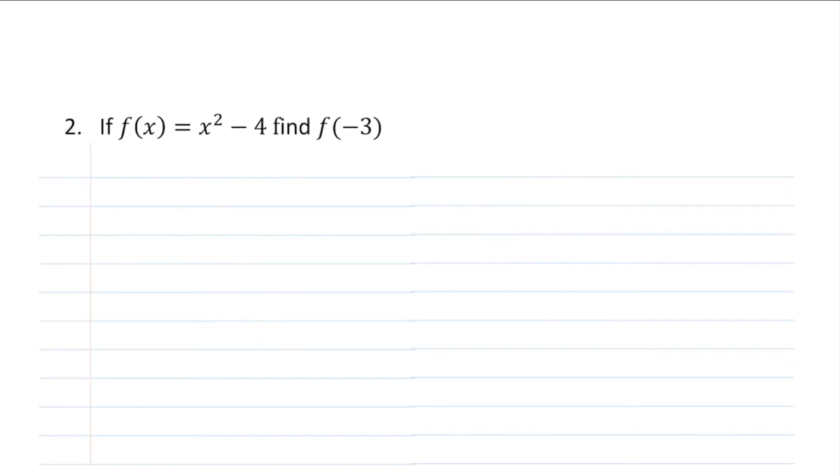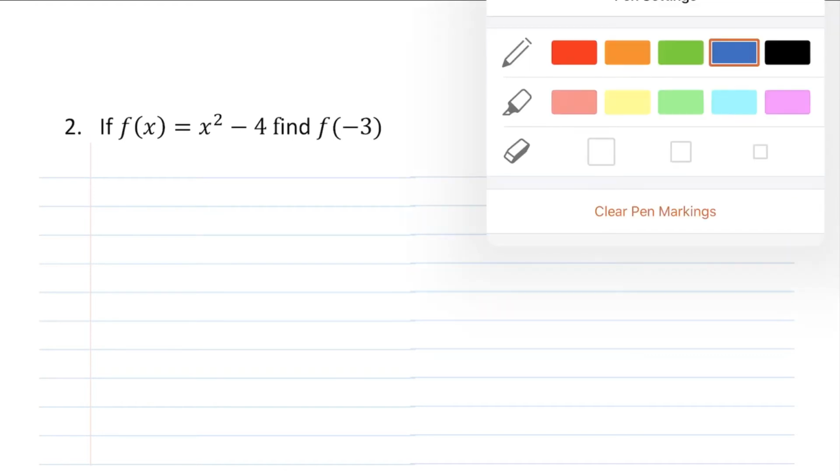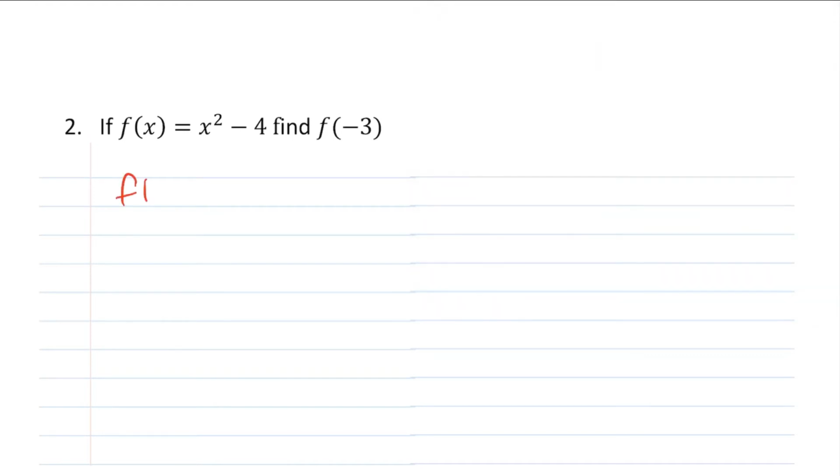Now for f of x is equal to x squared minus 4, I want to find f of minus 3. Once again, I like to start with writing out my function. And now f of minus 3 is equal to minus 3 squared minus 4. Minus 3 all squared gives me positive 9 minus 4, which is 5.